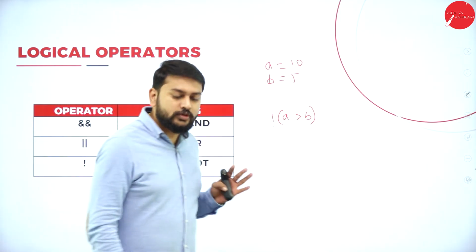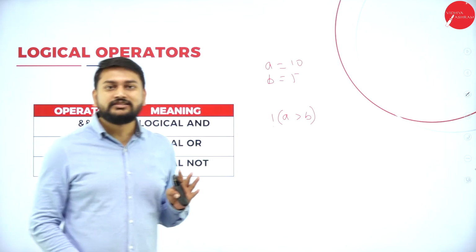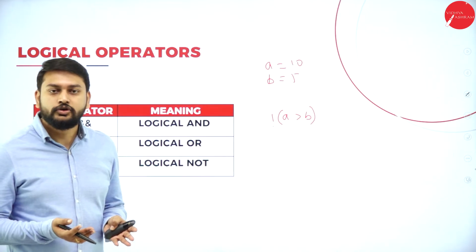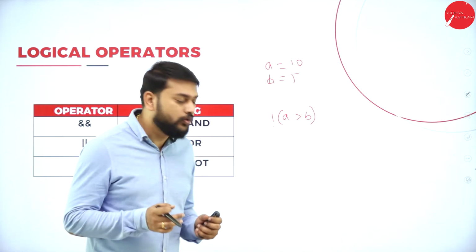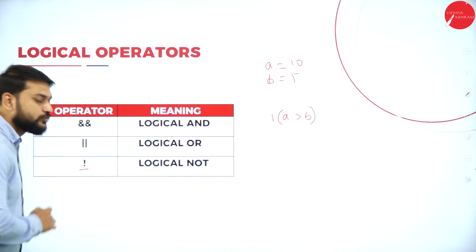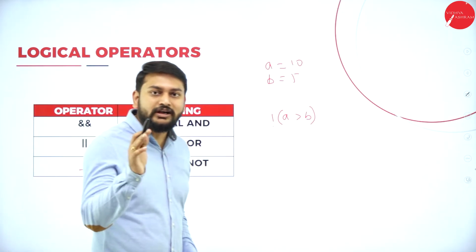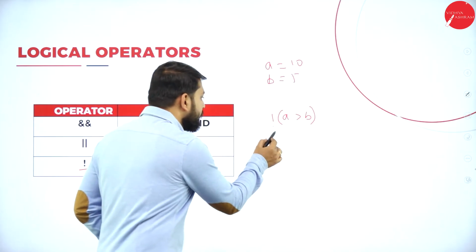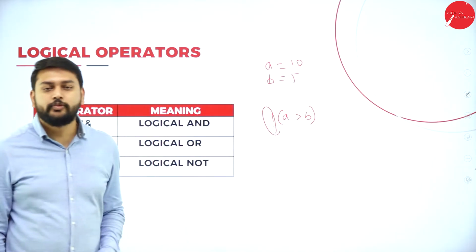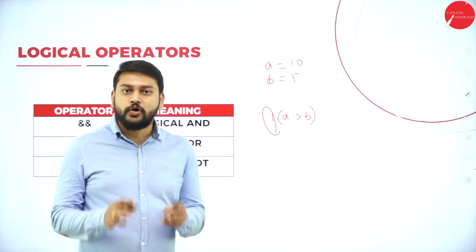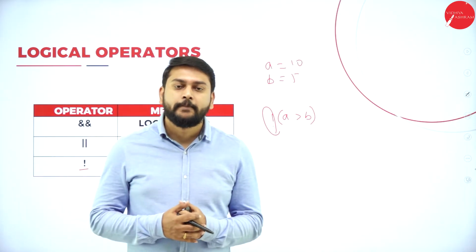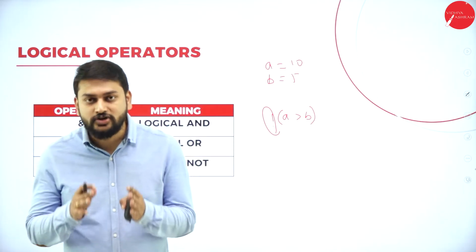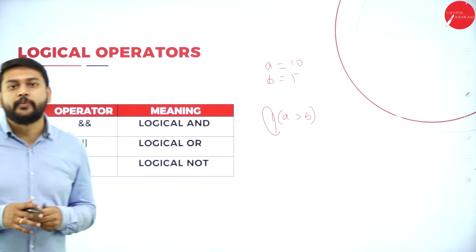Negate in the sense what? If I have true, I will make it false. You got my point? That is how this NOT operation is working. If it is true, it will make it false. If it is false, it will make it true. That is the power of the NOT operator. Whatever I have, it will negate, so I call it the NOT operator.